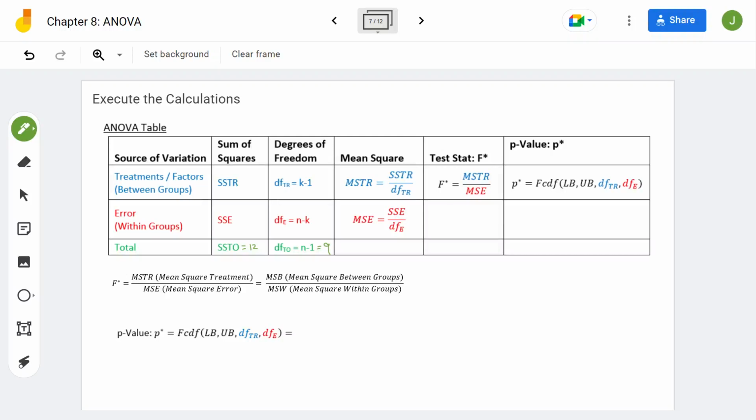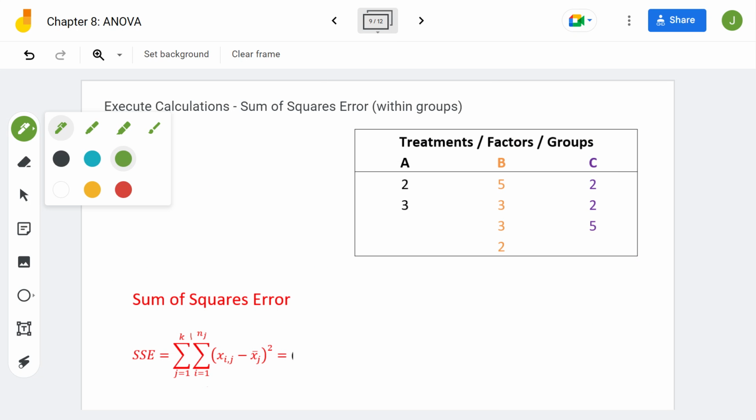The next one that we're going to take a look at is the sum of squares error and the degrees of freedom error. With the sum of squares error, sometimes this is called the variability within the groups. So we're looking at the variability within each one of these groups. There's a couple things that I need to know first before I do this. The mean of column A, and I'm just going to call this X bar of A to simplify, that's going to be 2.5.